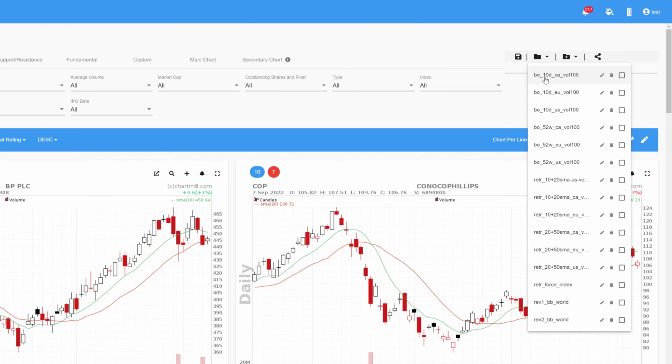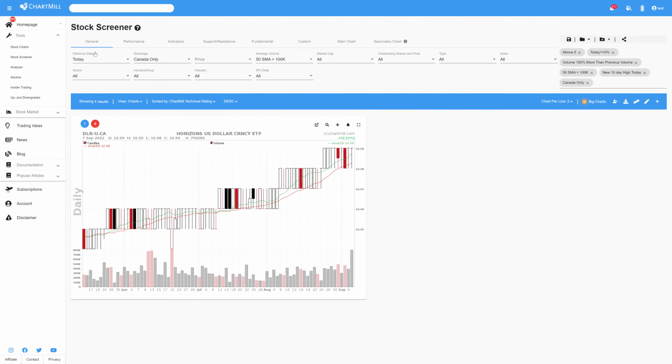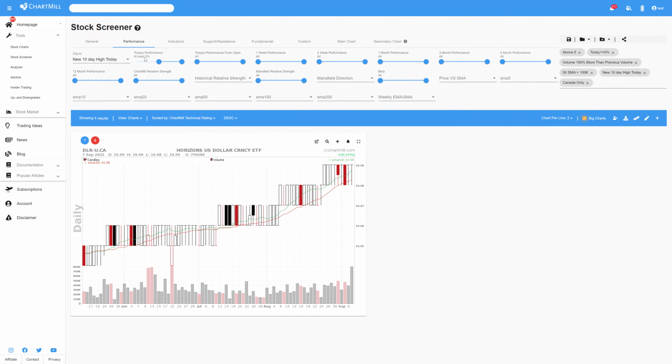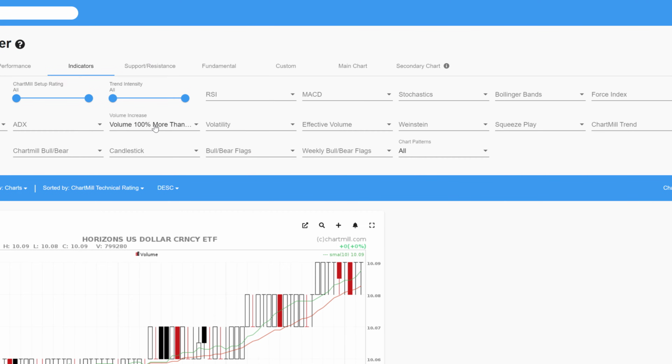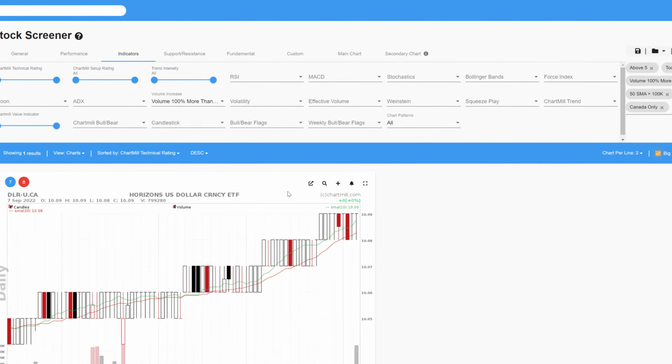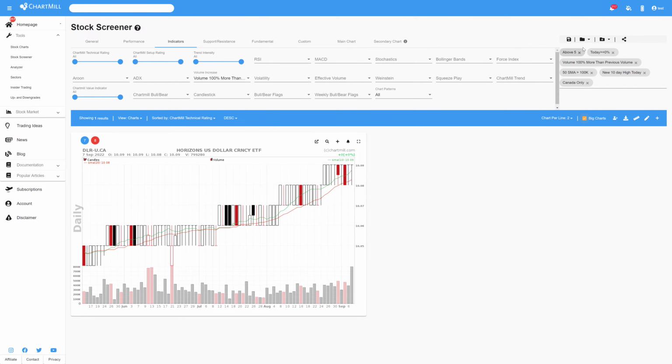So first of all, the breakout above the 10-day high. As you can see, the basic filters, in this case, are Canada only, average volume more than 100K, and price above 5, and the volume has to be at least twice as much as the day before. So volume 100% more than the previous volume. So this is not a good setup.